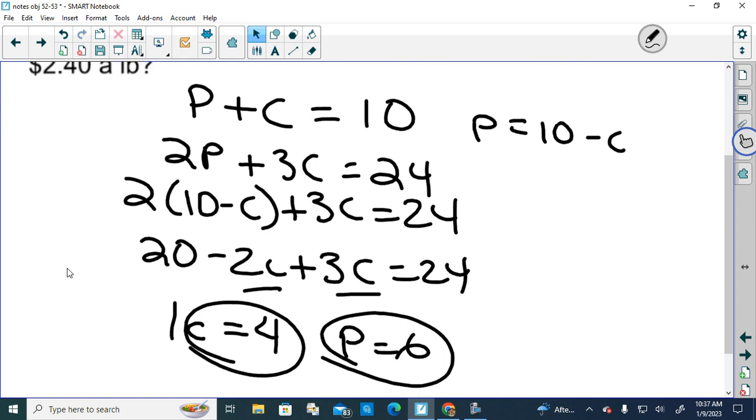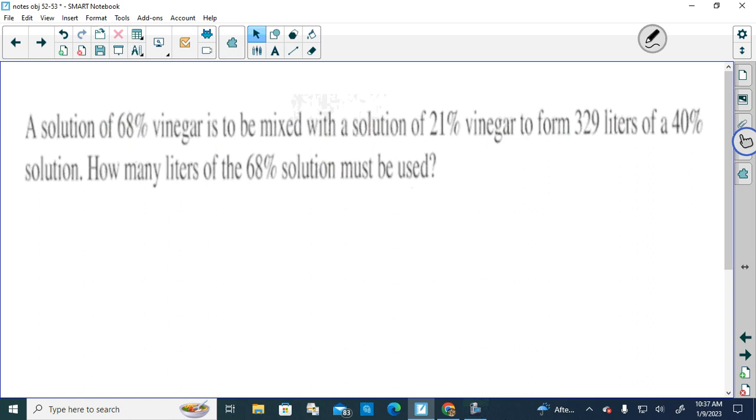Not too bad so far, hopefully. Kind of the same pattern, just different things. Adults, peanuts. Okay, this next one is a little bit more different. We'll just label this as number 3.